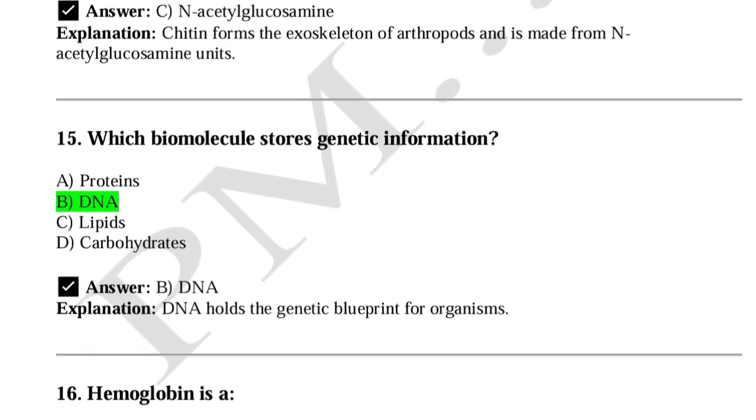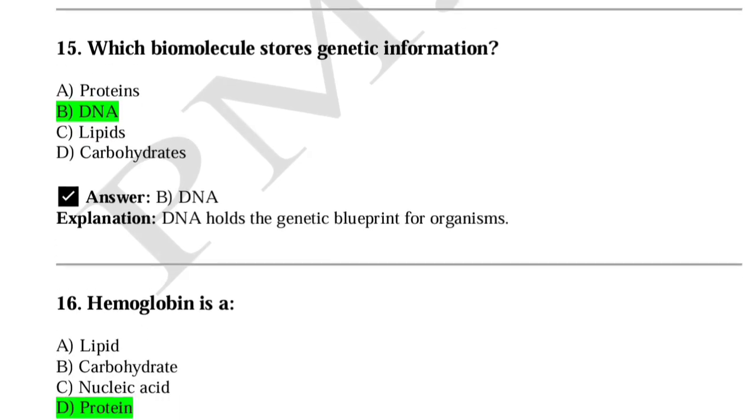Come to question number 15. Which biomolecule stores genetic information? DNA is the genetic material which has all the information of the individual. So DNA holds the genetic blueprint of the organism.